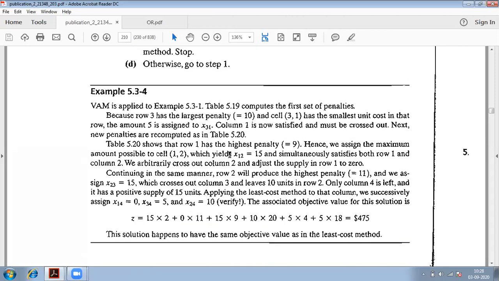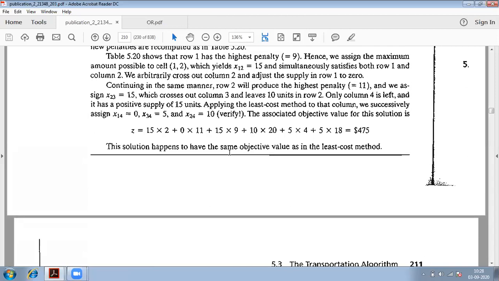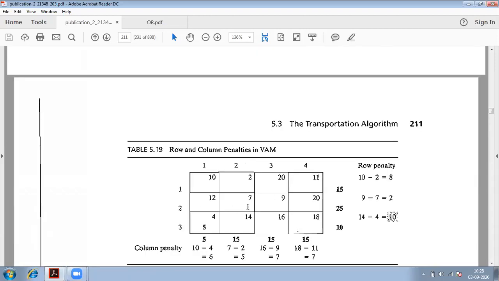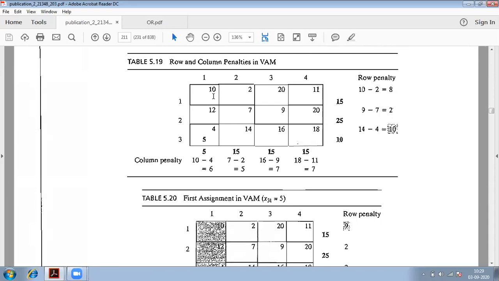Now this comes to the example. He has considered the same example, and he has given the 5.19 table here. So these are the costs: 10, 20, 11, 12, 7, 9, 20, 4, 14, 10, 18.